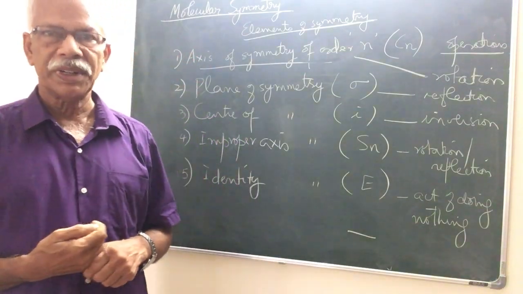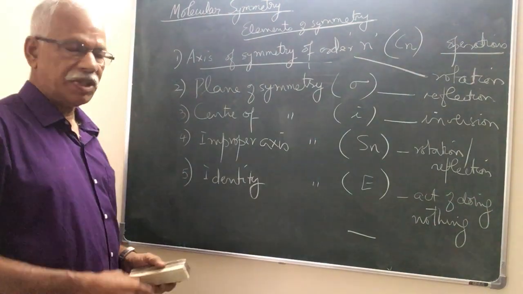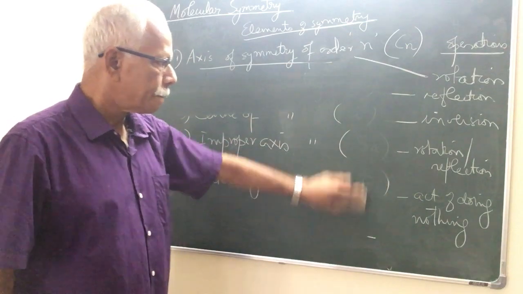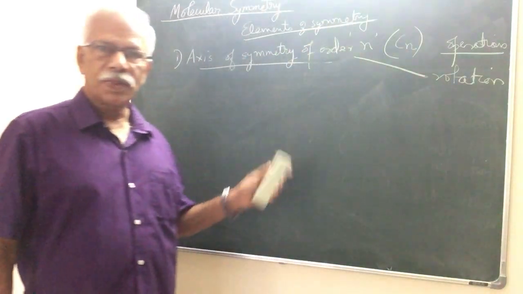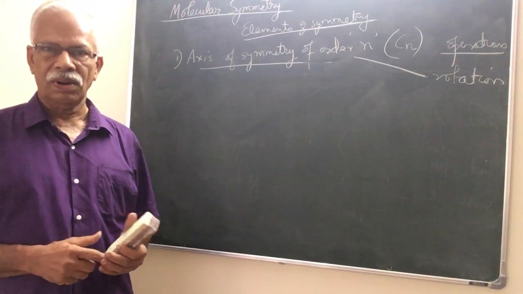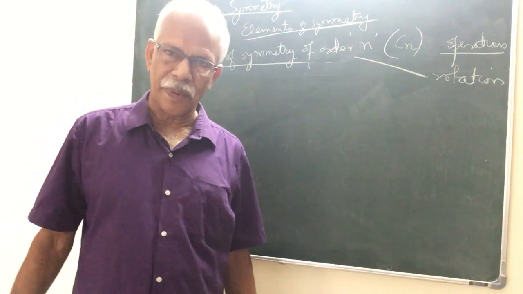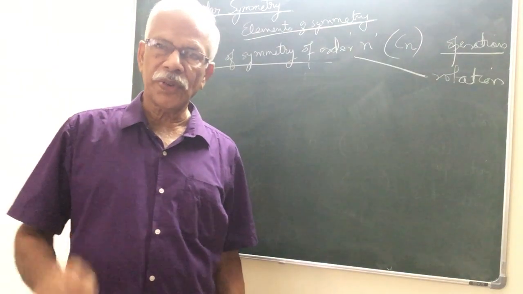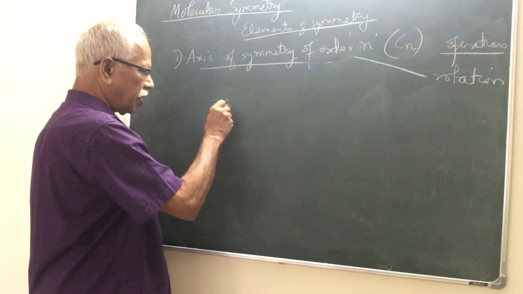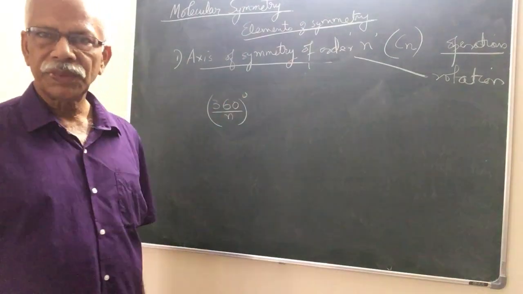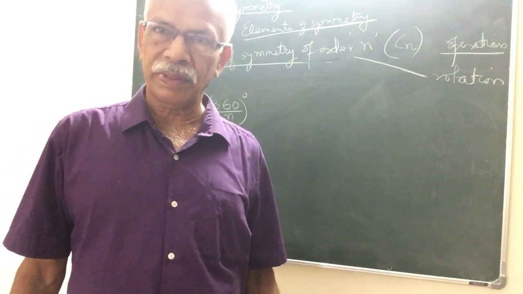Each of these can be elaborated in detail. First, let us concentrate on axis of symmetry, so I will rub off all the others. As mentioned earlier, axis or line of symmetry is a real or imaginary line passing through the molecule. It has to pass through the molecule such that if you carry out a rotation about this line by an angle of 360 by n degree, the molecule returns to its original appearance, indistinguishable from its appearance at the beginning.